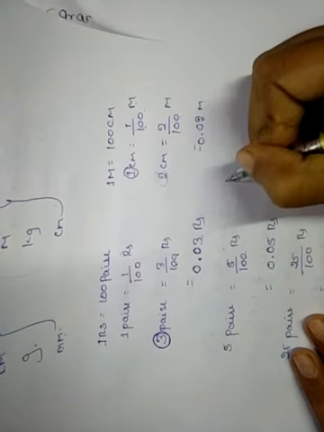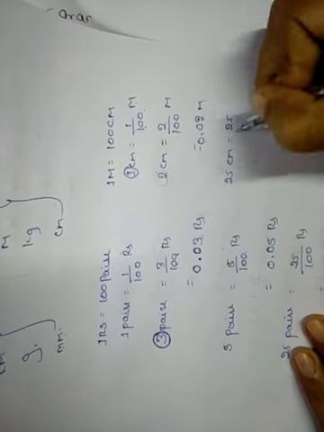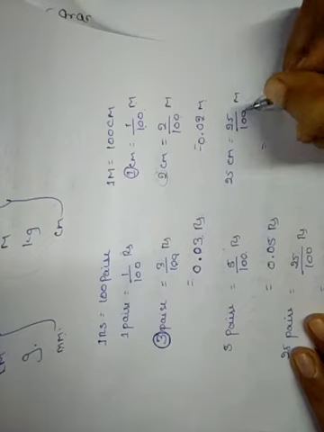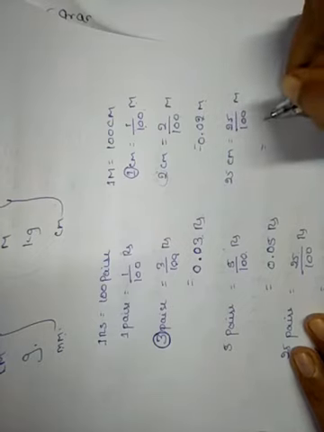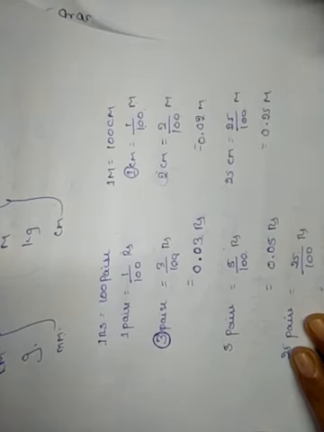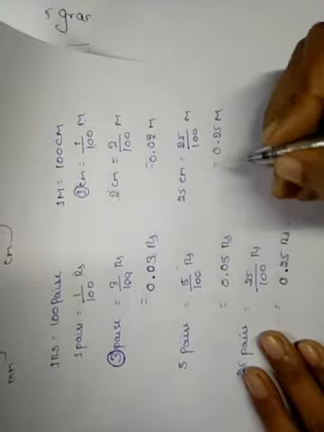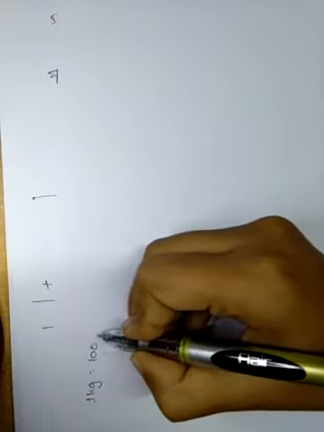And we'll take 25 centimeter is equal to 25 divided by 100 meter. We'll give a decimal point after two digits in the numerator place. 0.25 meter. Right? Next we'll learn how to convert gram to kg. One kg is equal to 1000 grams.